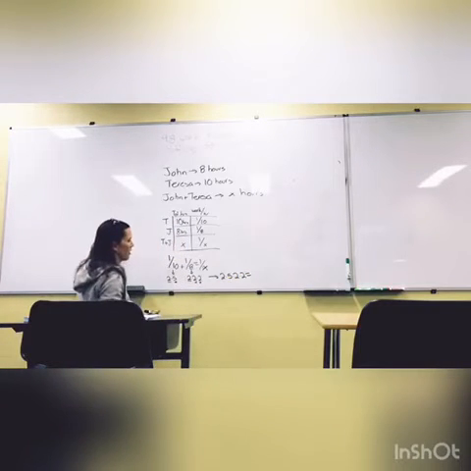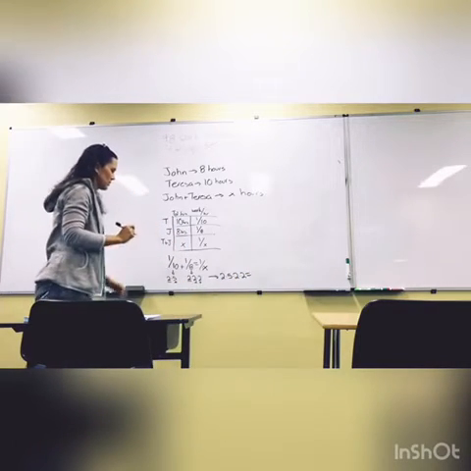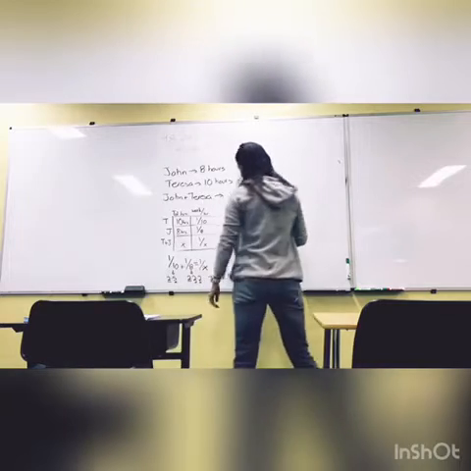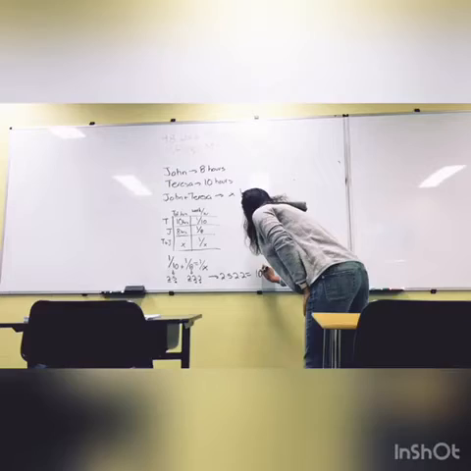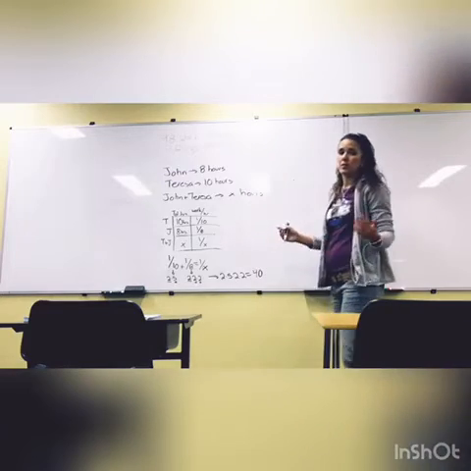Alicia, what's 2 times 5? 10. Times 2, 20. Times 2? 40. So again, 40 is our lowest common denominator. And we did that the mathematical way.